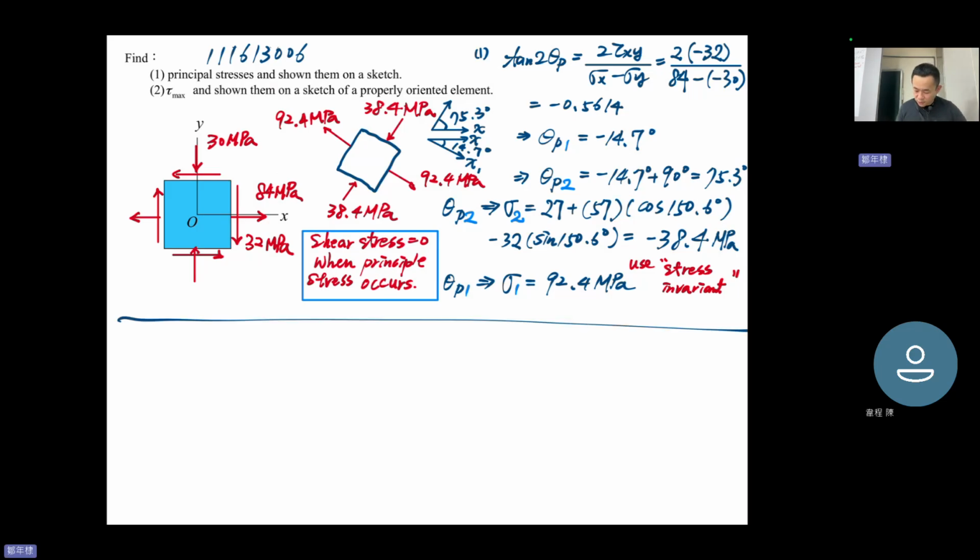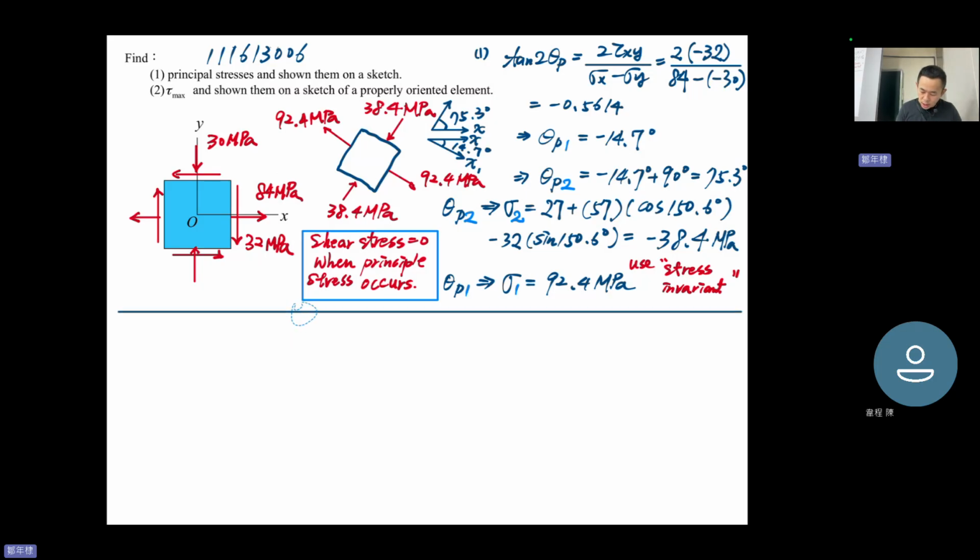That's it. So the first one, we're done. How about the second one? The second one asks for tau max. Tau max is at theta S equal to theta P plus and minus 45 degree, right? So theta S equal to 30.3 degree, right? If I just take minus 14.7 plus 45 degree, one of them will be 30.3 degree. So one of the theta S, we have obtained.